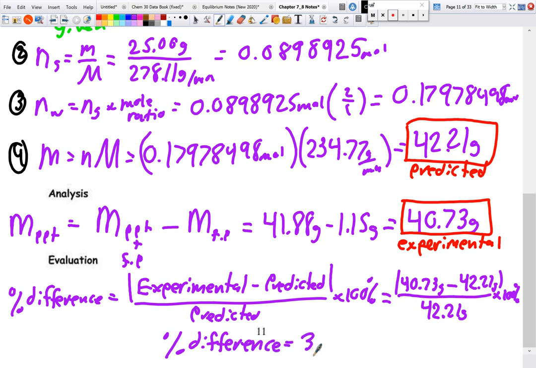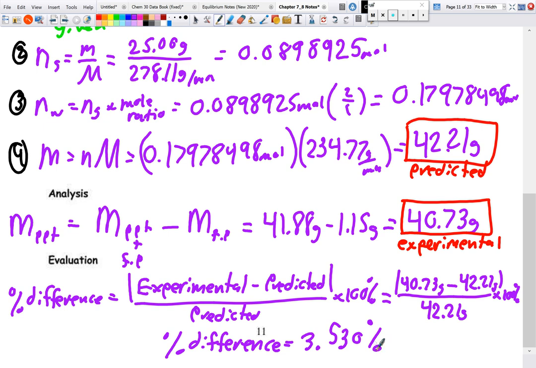And we get our percent difference is equal to 3.530%. And of course, this is 4 significant digits because everything else we had was 4 significant digits. That was the lowest number of significant digits that we had in the question. And that is how we get those.